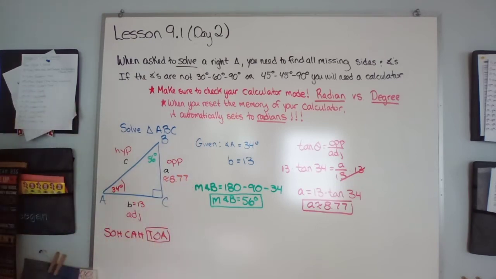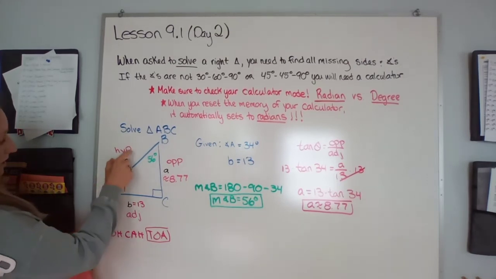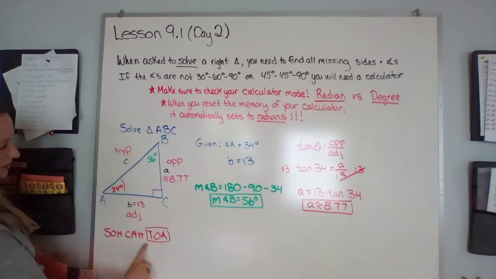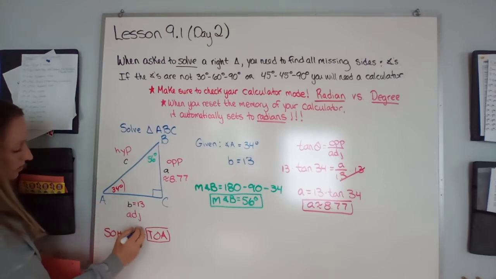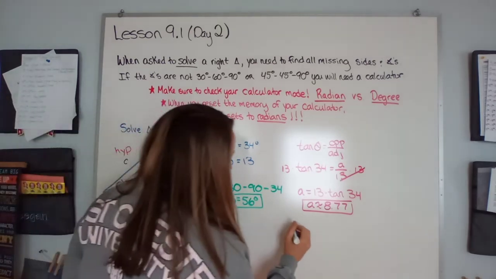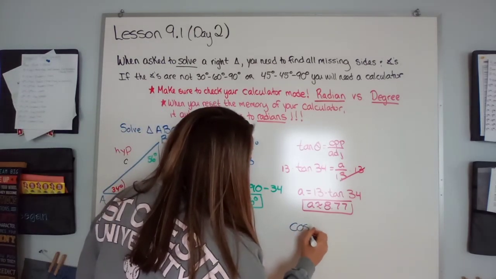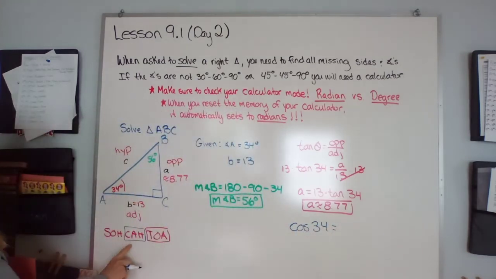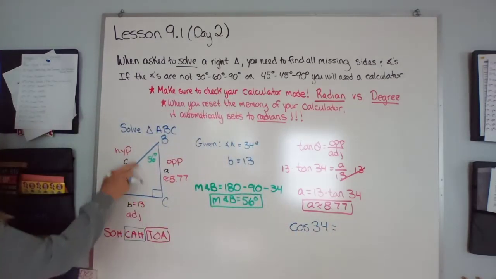Now the last side I need to solve for is B. Or sorry, C. We know B. C. All right, so I'm trying to solve for hypotenuse. I know adjacent. So which one of these deals with hypotenuse and adjacent? That would be cosine. All right, so I'm going to set up cosine of 34 equals adjacent over hypotenuse, 13 over C.